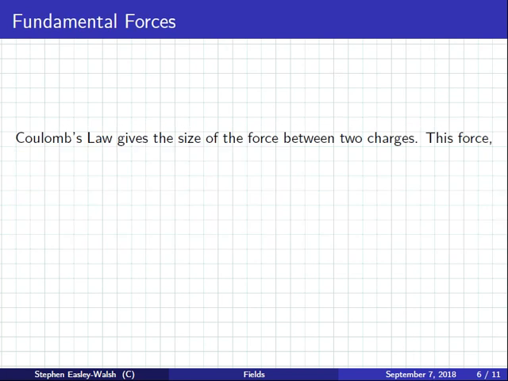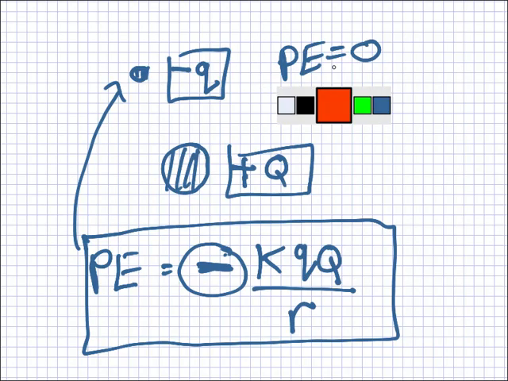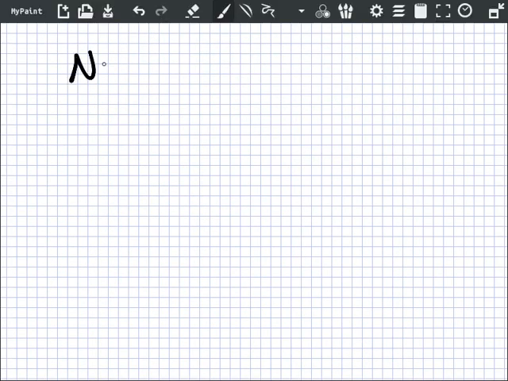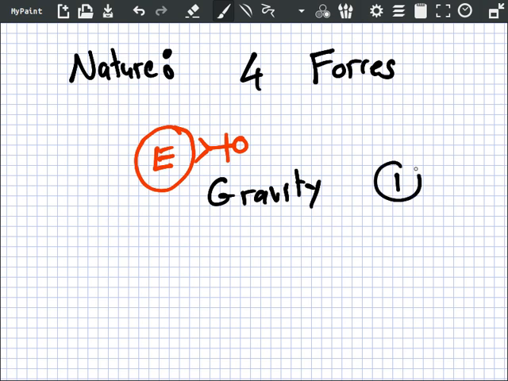Coulomb's law gives the size of force between two charges. This force between charges is one of the four forces of nature. So, in nature, there are four basic forces, okay? There's the force between the earth and you on it. This force is called gravity. That's one of the forces. The next one is maybe that's a proton and that's an electron and there's a force here. That force is what we're doing today from Coulomb.